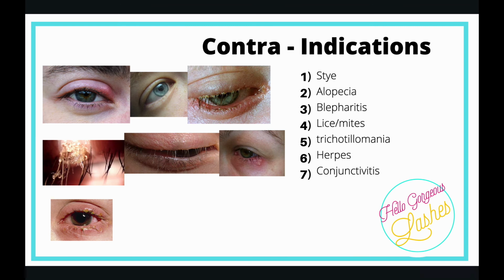Number 6 is herpes. You can get herpes in your eye. Apparently it's really common. Nobody has ever come to me for lash extensions while they've had an outbreak, so I've never personally seen this one on a client as a contraindication. Number 7, really common, conjunctivitis. It's really obvious. Nobody's come to me for lash extensions with this. They've got discharge around their eyelashes, a bloodshot eyeball, a swollen eyelid, and it all looks very sore and angry. So there are a few of the more common ones that you will come across.